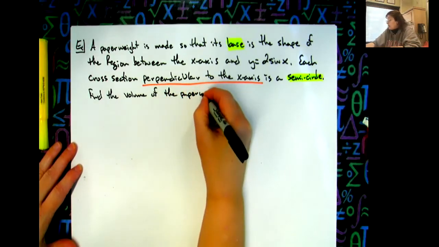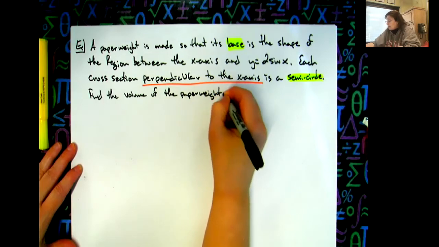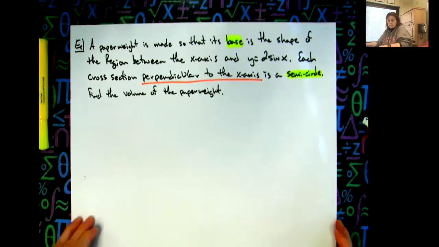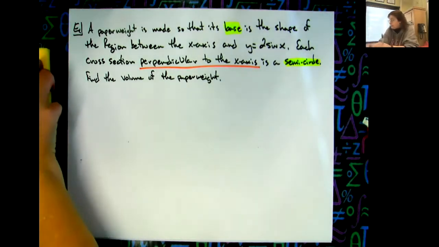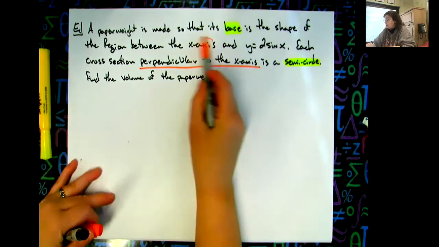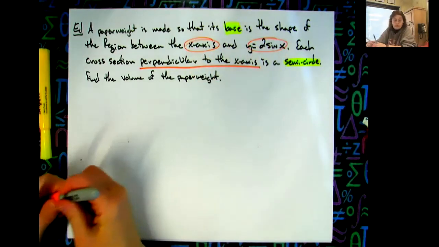Okay, so needless to say, lots of writing, big paragraphs here. You're just going to have to get used to that, but go through your story problem and pick out all the important pieces of information that you're going to need. Obviously, we would need to know the region between the x-axis and y equals 2 sine x.